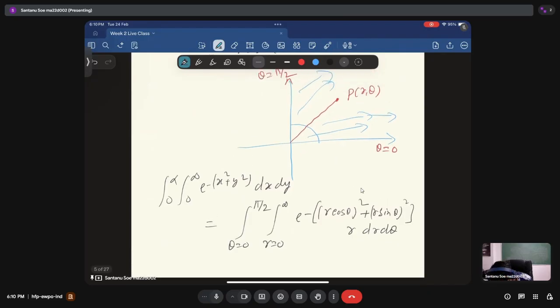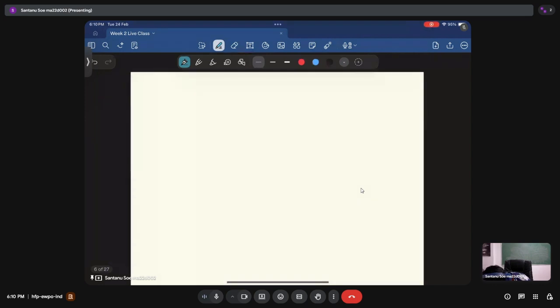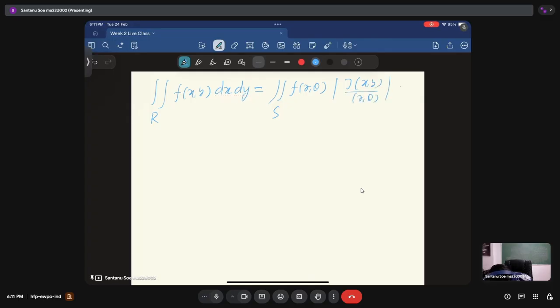So usually the formula is like this. If you are doing the integration over the region R of f of x y dx dy, this is going to be over the region S in polar form, f of r cos theta comma r sin theta, because you have to replace x by r cos theta and y by r sin theta, times modulus of the Jacobian of x y with respect to r theta, and then dr d theta. Correct.